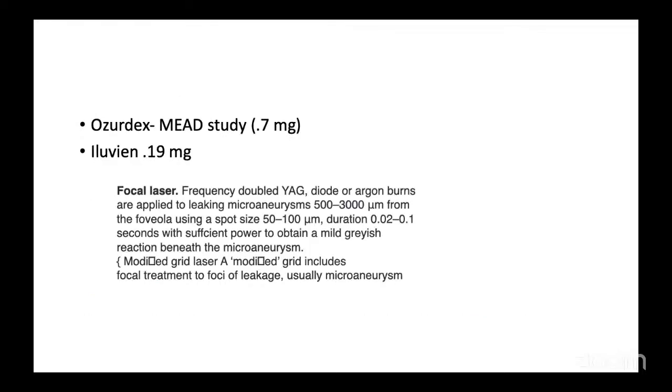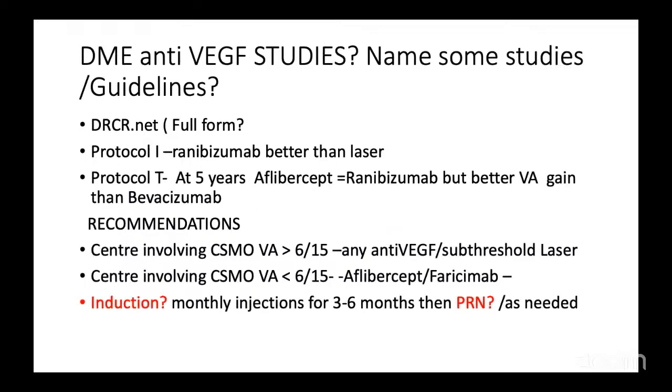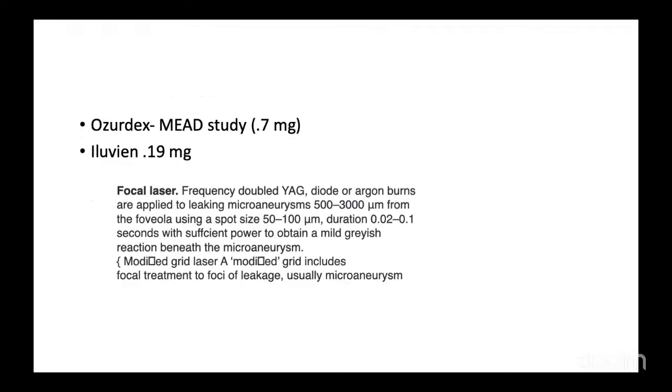Okay, these are the others. For the Ozurdex, there is the MEAD study. The amount we inject is 0.7 milligram. What is the amount we are injecting for ranibizumab and bevacizumab? Can anybody say that? Ranibizumab, I think it's 0.5 milligram. Bevacizumab is 1.25 milligram. Okay, very good. And Ozurdex is 0.7 milligram.